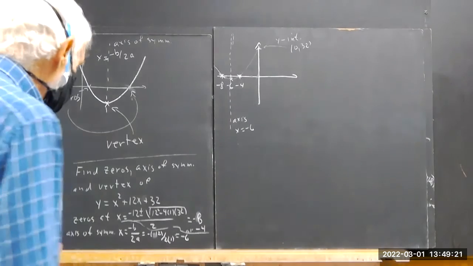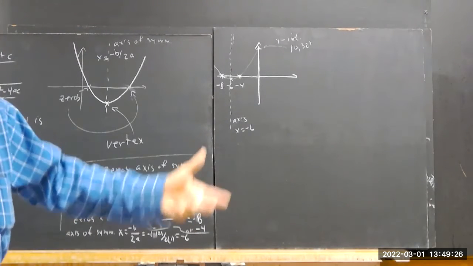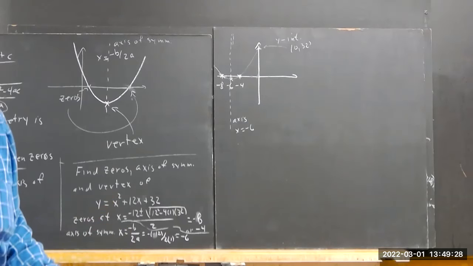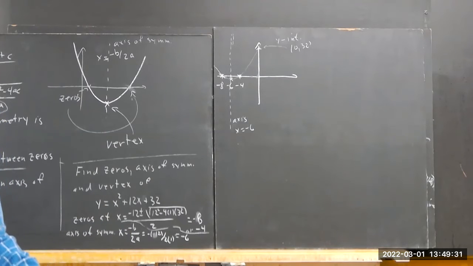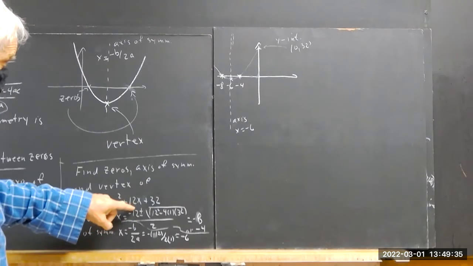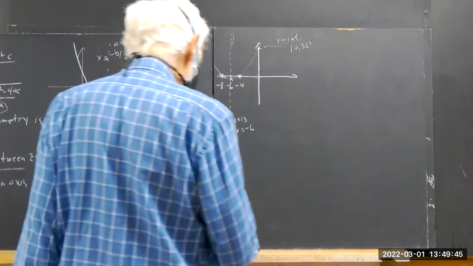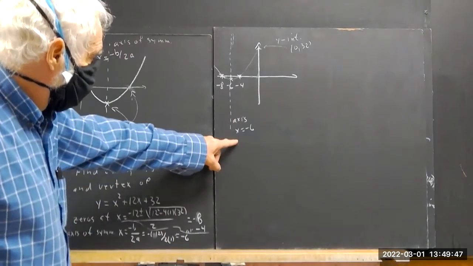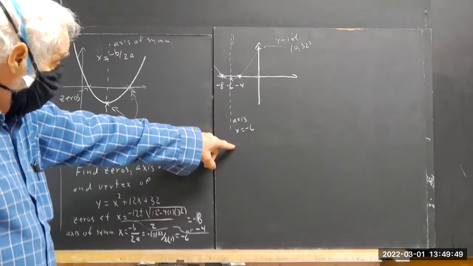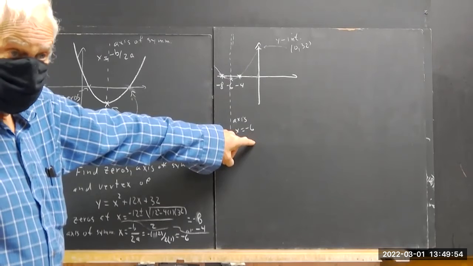So again, if you know the x coordinate of a point, I tell you x equals 5, are you going to be able to tell me what the y value is? Yeah, you're going to take 5 and plug it in there. You're going to get 25 and 60 and 32, which is 117. Now, what do you know about the vertex? It's on the axis of symmetry, and the x coordinate is -6, right?